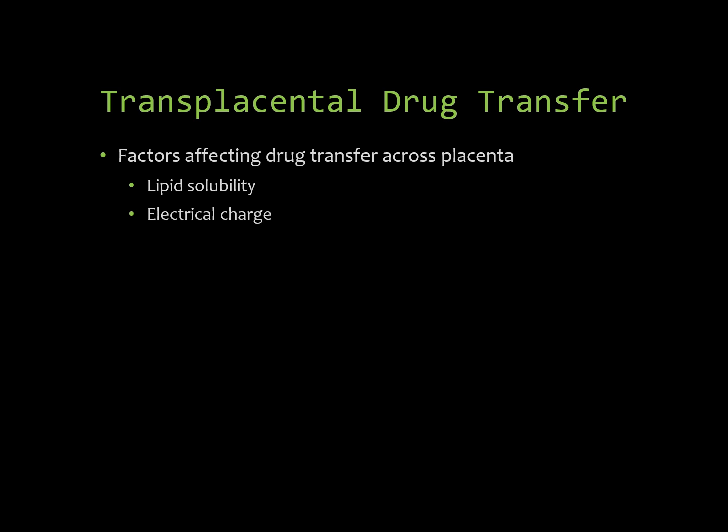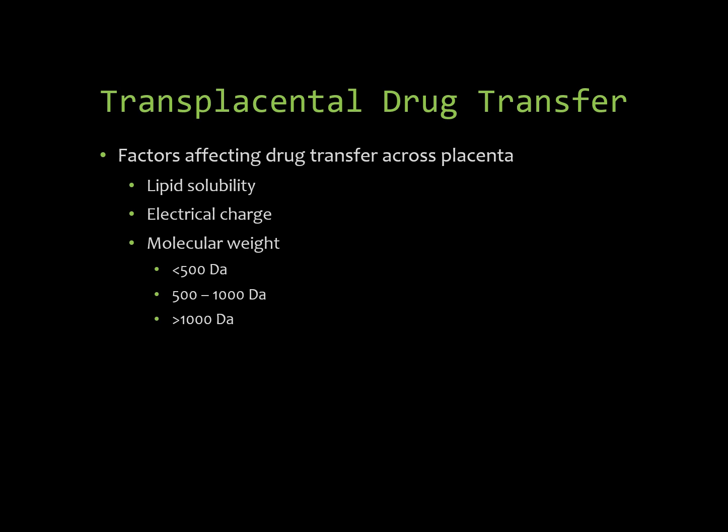Now, the transplacental drug transfer. For the drugs to affect the fetus, they should actually cross the uteroplacental barrier and reach the fetus to produce their effects. There are certain factors which can affect the drug transfer across the placenta. First of all, lipid solubility. The more lipid soluble the drug is, the more easily it can cross the uteroplacental barrier. Then electrical charge. Of course, if there is more charge, they will not be able to cross the barrier easily.